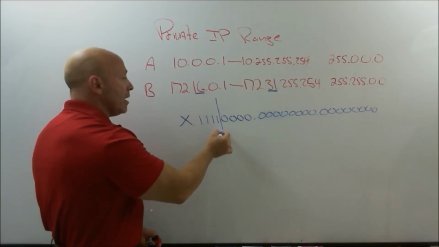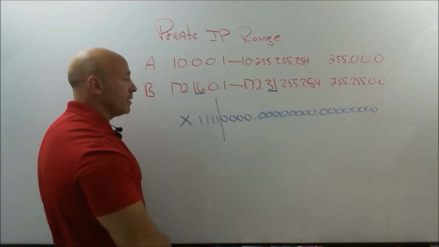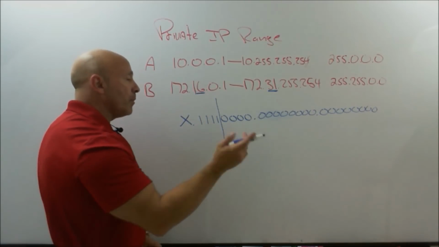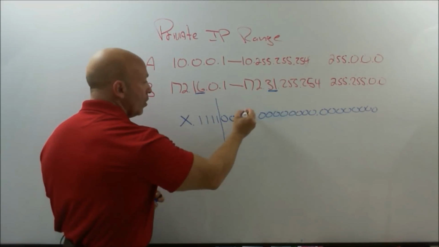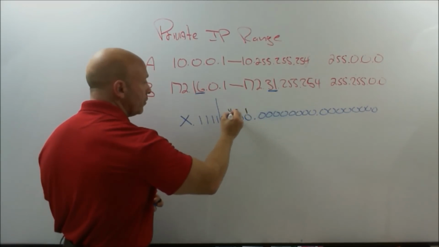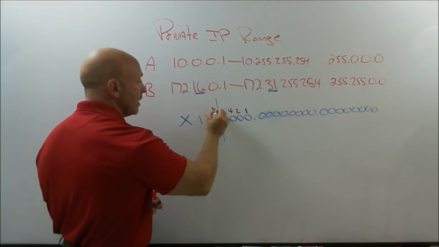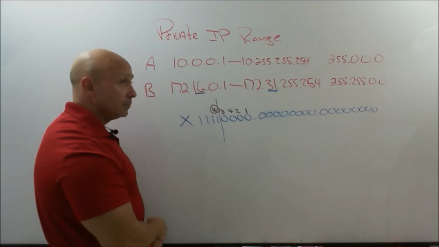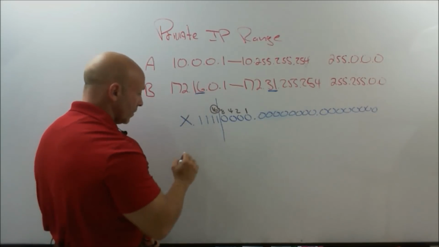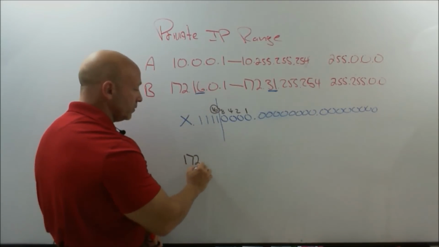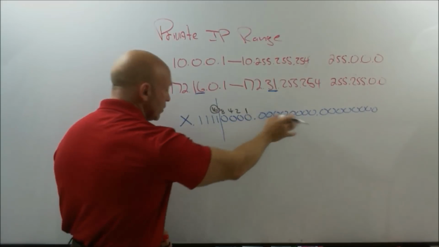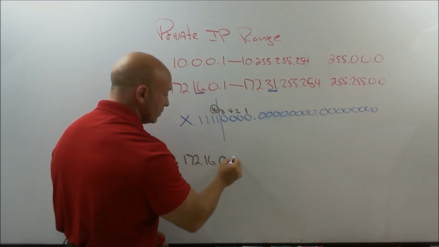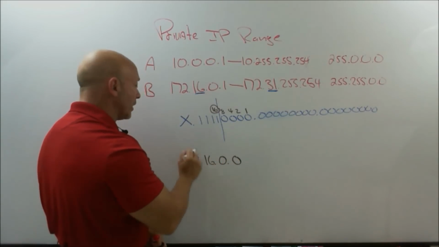Your imaginary line, and our focus is on this second octet. Remember your bit values. 1, 2, 4, 8, 16. Okay? So, 172, first octet, 16, 0, 0. Why 0, 0? This is your network ID.